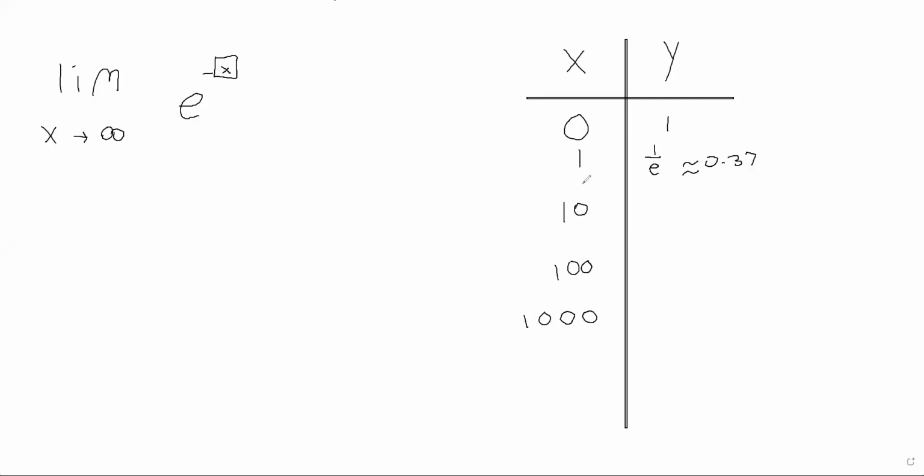Let's see what happens if we plug in 10 for x. We're going to get e to the negative 10th power. And just like with the last one, we're going to round that to the nearest hundredths place. We're going to get 0.000. We're going to get a really, really small number. So I think I might actually give us a few more decimal places. This is going to be approximately 0.0000454.